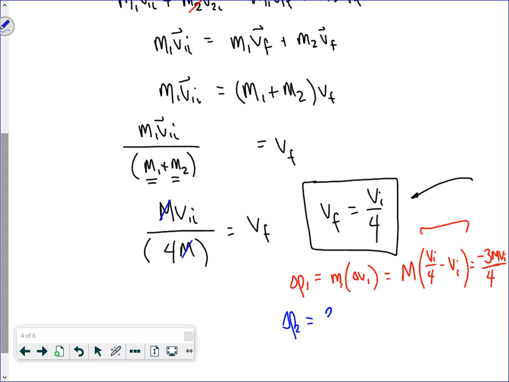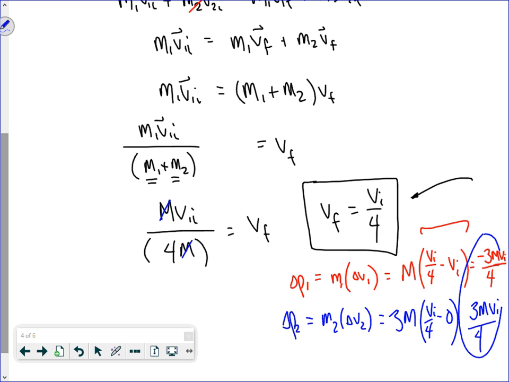Delta P2 is, let's see, well, how about this? It's m2 delta V2. What's m2? Well, it's 3m. V2 final is V over 4. V2 initial was 0. Well, that's 3mv over 4. And notice, as they have to be, those are equal and opposite. Their changes in momentum are equal and opposite.